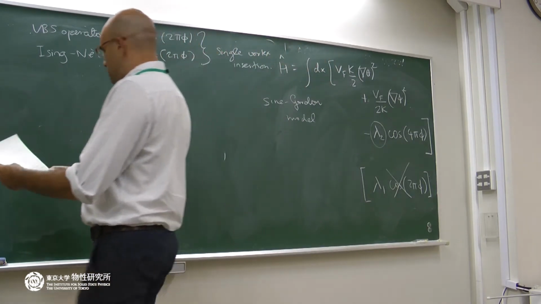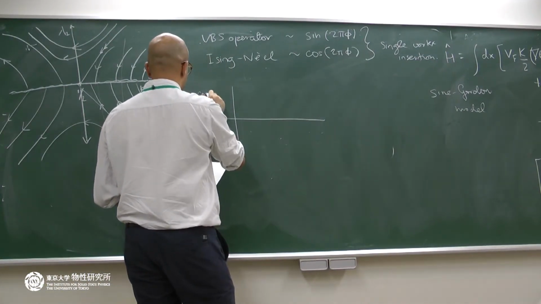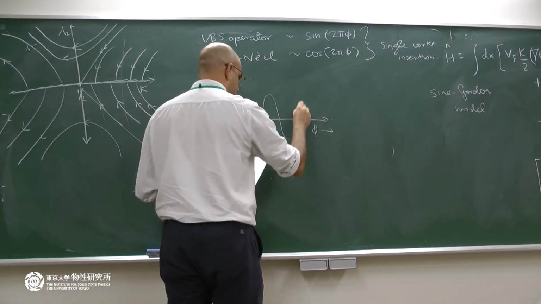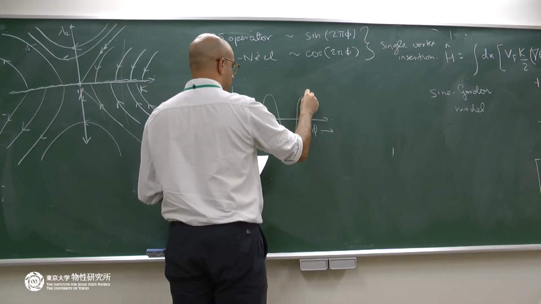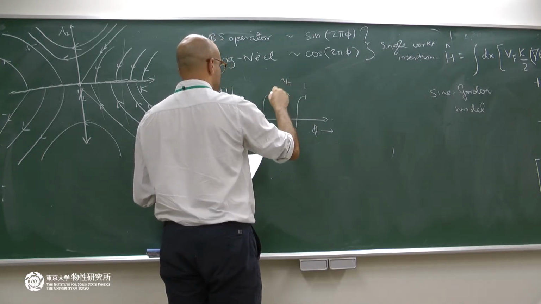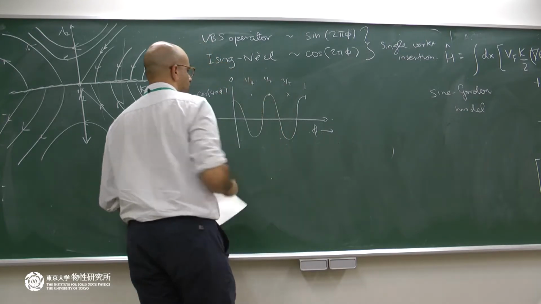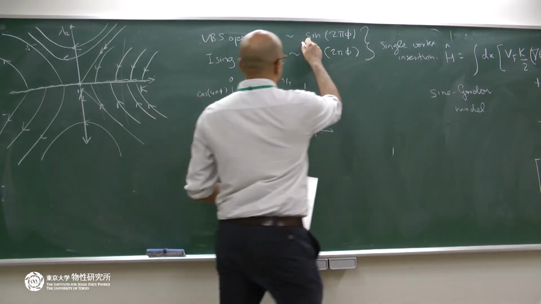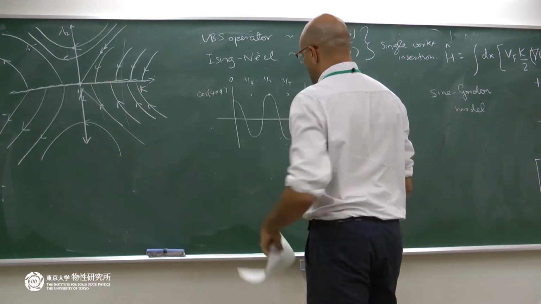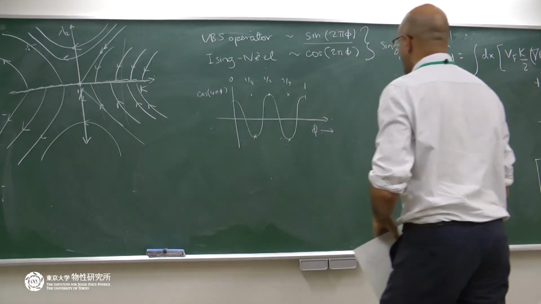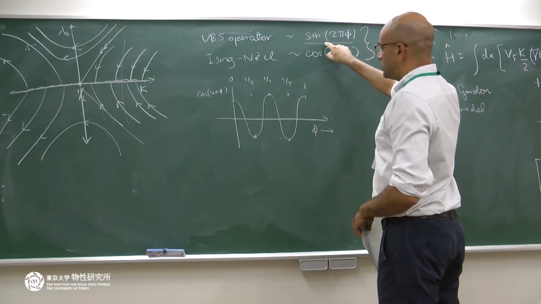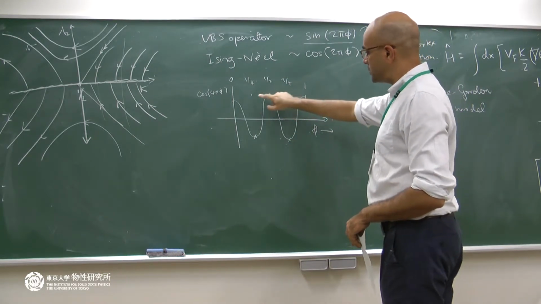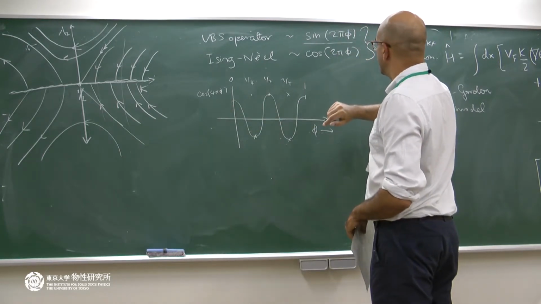Maybe I'll just draw it here. If you have cosine 4 pi phi as a function of phi, it looks like this. Here this is 1, this is 3/4, this is half, this is 1/4, this is 0. Now if I make minus lambda cosine, all these maxima will become minima. So you always have two minima, either over here or over here. It's very easy to show that when you have these two minima, the VBS operator will be 0, but the Ising-Néel operator will be plus in one and minus in the other. And if I put a minus sign, these will become my minima. And then, what did I say the opposite way?